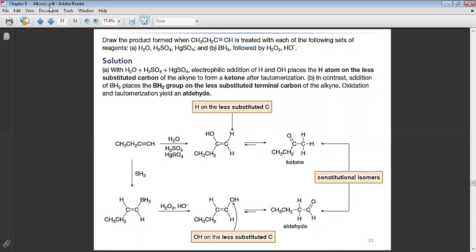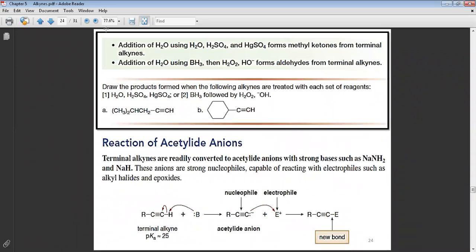All the time, a terminal alkyne gives you a ketone with hydration, and with hydroboration oxidation gives you an aldehyde. So if I give you a terminal alkyne and I want an aldehyde, remember, you have to do hydroboration oxidation. If I give you a terminal alkyne and the product is a ketone, 100 percent it is hydration by acid. This is so important, students. Here also, addition of H2O using hydroboration oxidation gives you an aldehyde.